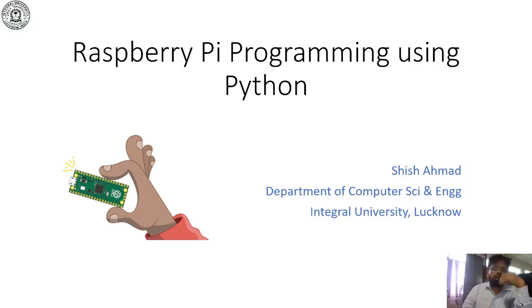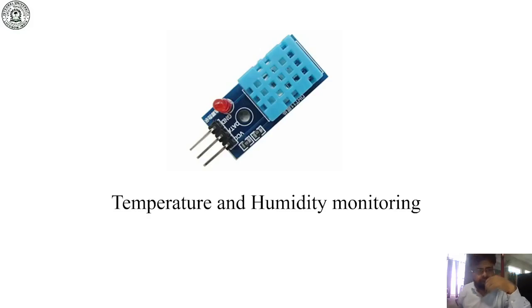So now in this video we are going to see the temperature and humidity monitoring through the Raspberry Pi. For temperature and humidity monitoring we will use another sensor that is known as the DHT11 sensor. The DHT11 sensor is used for sensing the temperature and humidity from the surrounding environment.